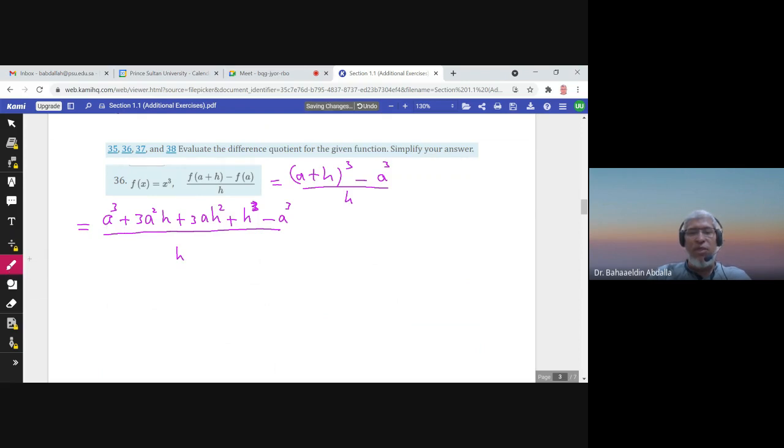A cube is cancelled with a cube, and you can take h as a common factor from these terms. So you will have 3a square plus 3ah. Here h square, you take one of them as a common factor, plus h square. You have h cube, you take one of them as a common factor. So you can cancel h with h, and the final answer would be 3a square plus 3ah plus h square.